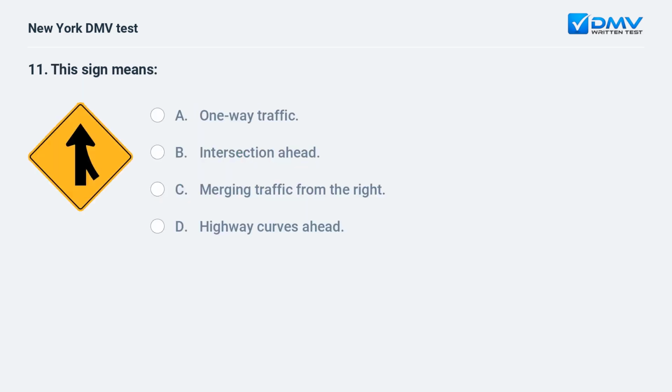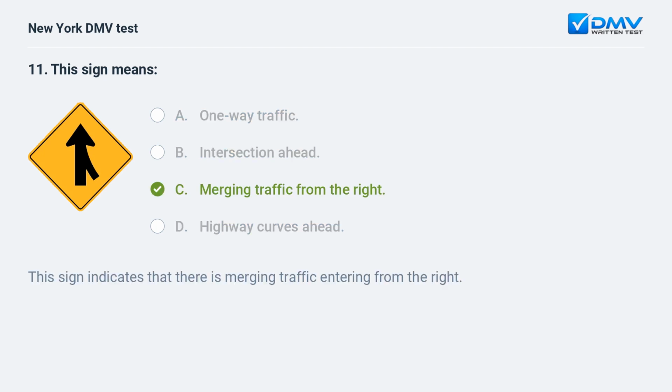This sign means A. One-way traffic. B. Intersection ahead. C. Merging traffic from the right. D. Highway curves ahead. C. Merging traffic from the right. This sign indicates that there is merging traffic entering from the right.